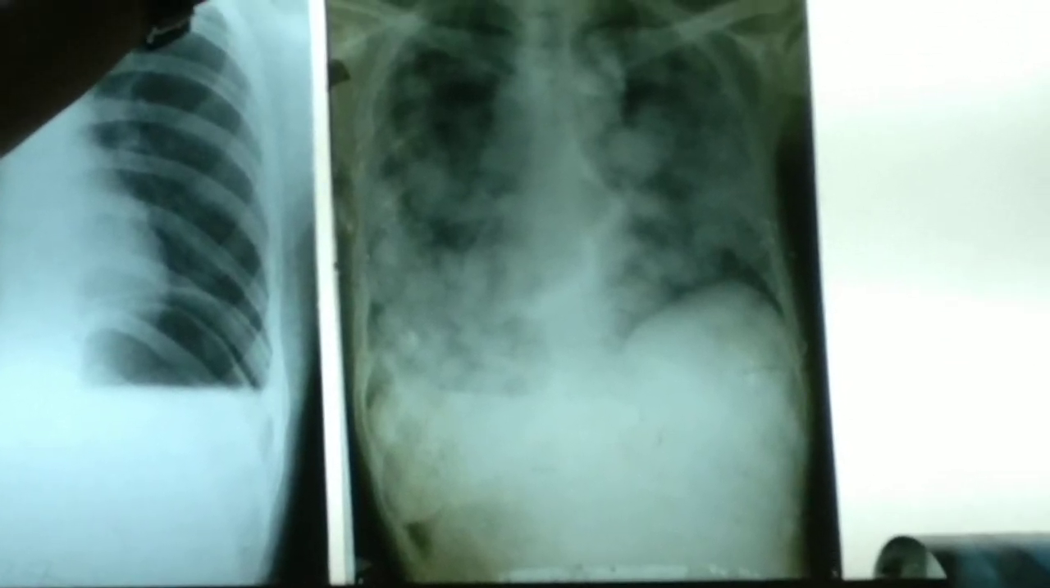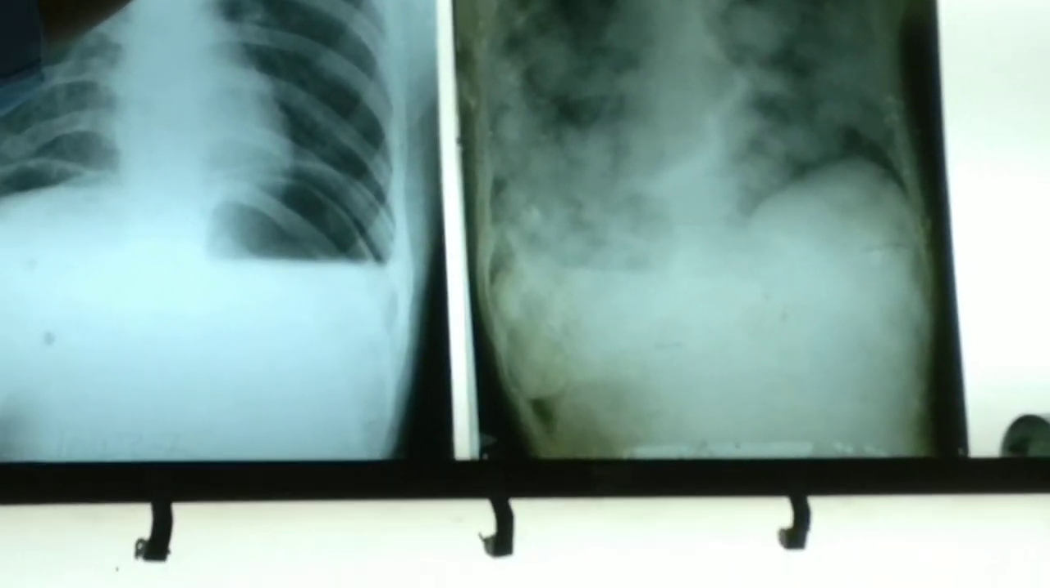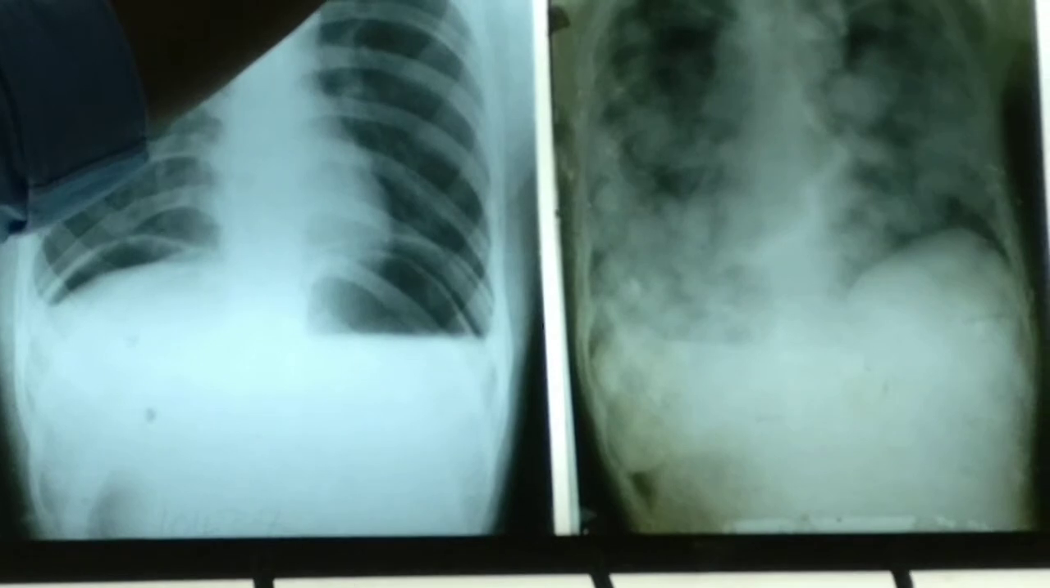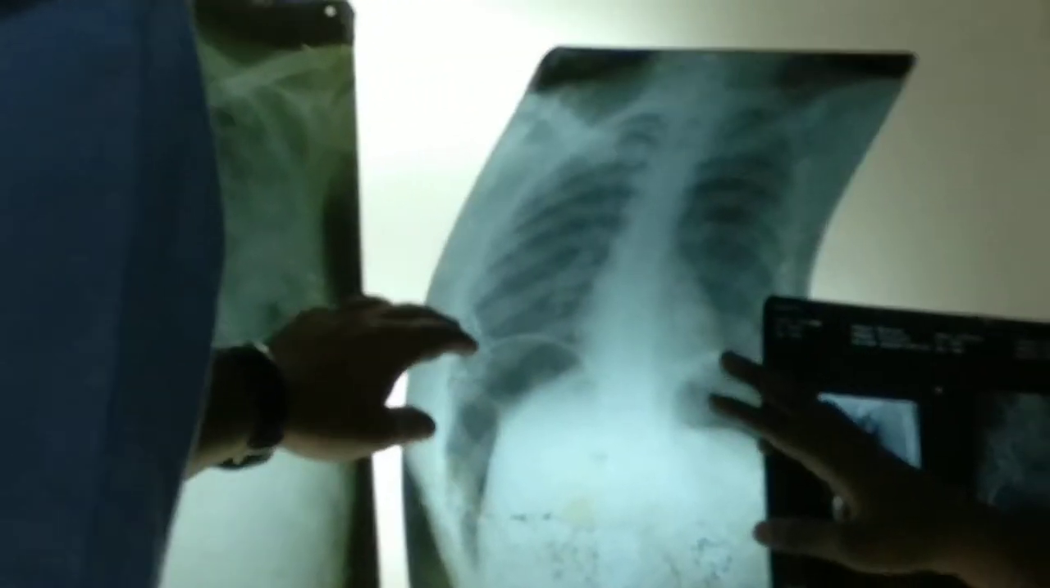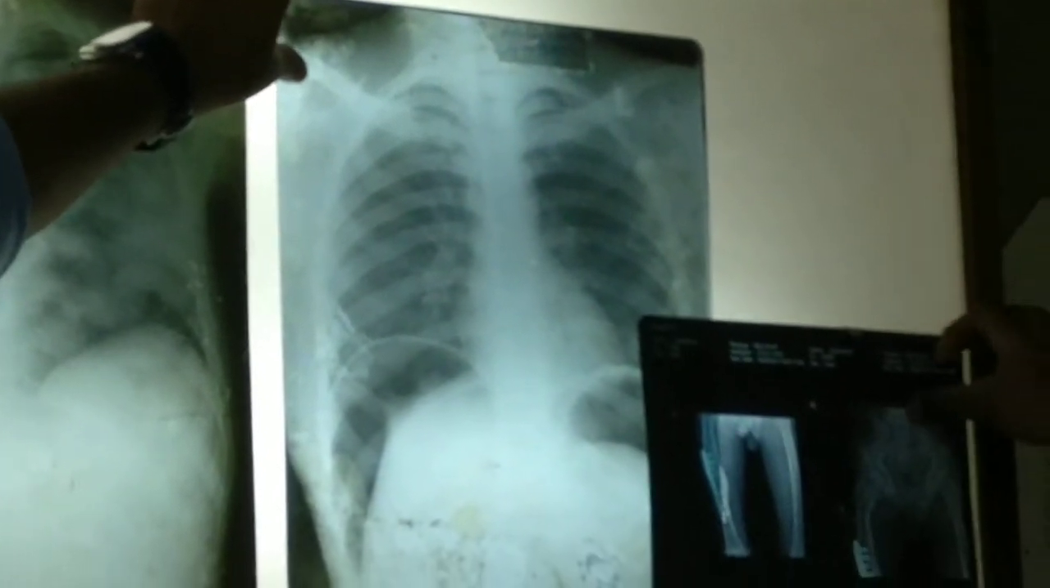Okay? Carcinoma of the prostate, carcinoma of the colon, carcinoma of the liver, okay? And carcinoma of the testes, carcinoma of the breast, thyroid, and lung. Okay? Next exhibit. Again, air under the diaphragm only.